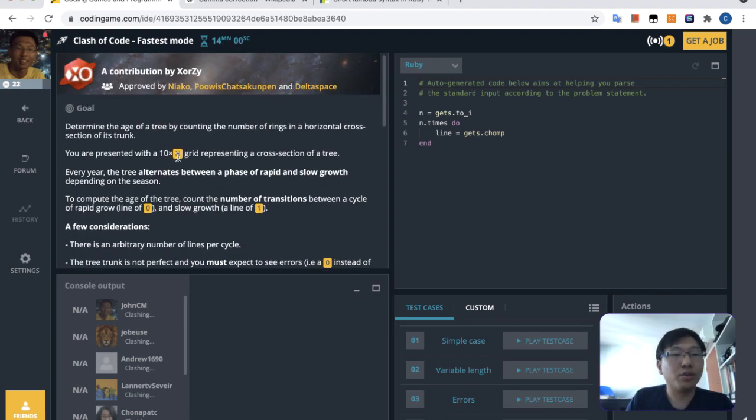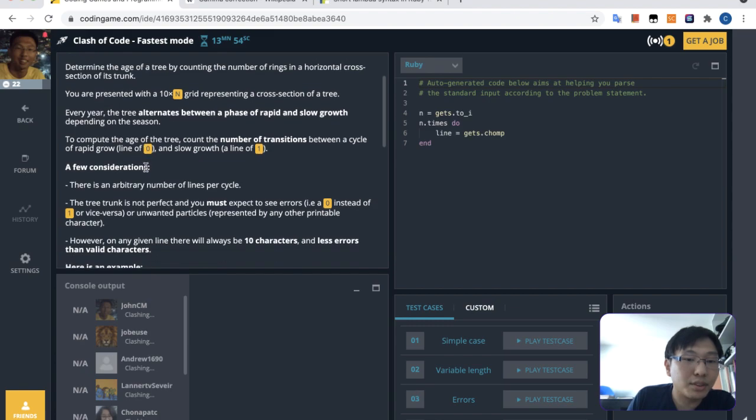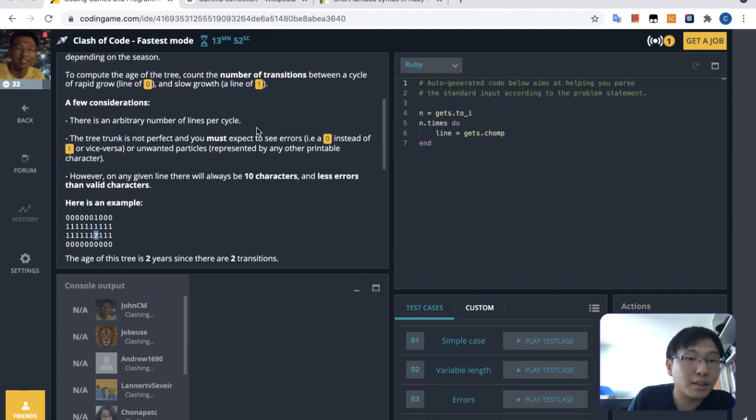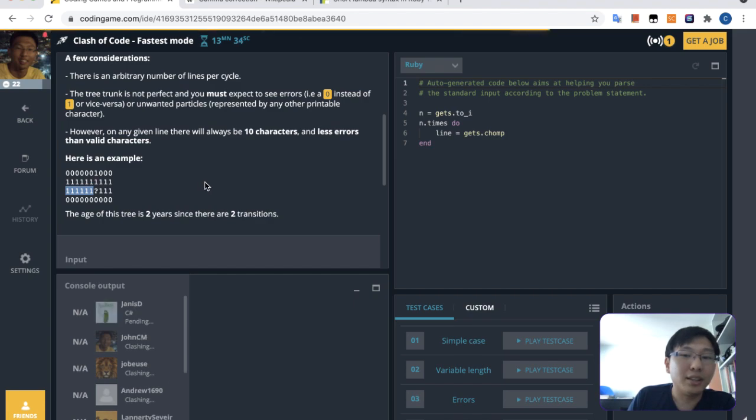Okay, I don't get the age of the tree. Okay, 10 times n, cross section of the tree. Count the number of transitions between a cycle of rapid growth, line of 0, and slow growth, line of 1. So this is like one transition and two transitions. There will always be fewer errors than valid characters. So this means we basically need to take the count of the characters and then find the most frequent count in order to do it.